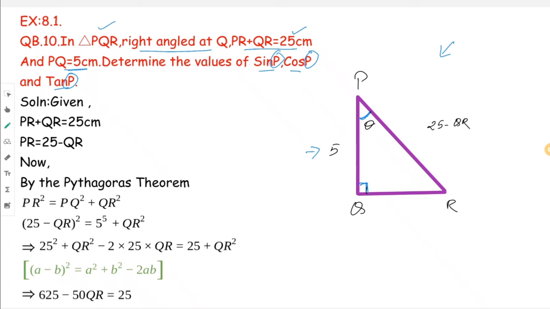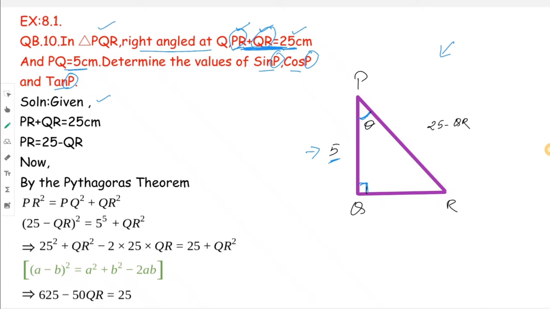Right, so what you'll notice here is that in all the other questions that we did, they used to give us two sides, but here they've only given us one side. Why? Because they only say that PR plus QR, the sum of the two sides, equals 25. We don't know individually how much is PR or how much is QR. Okay, so let's have a look.